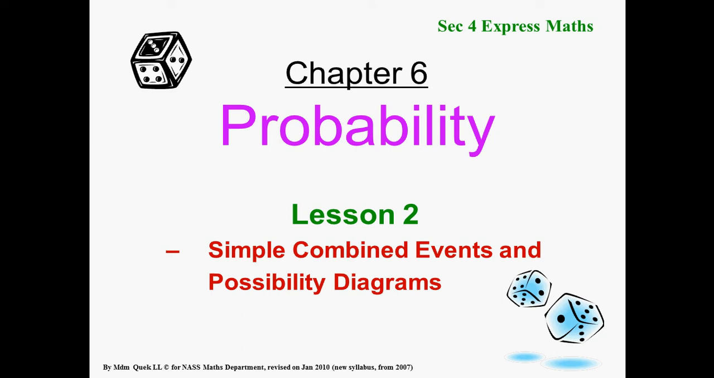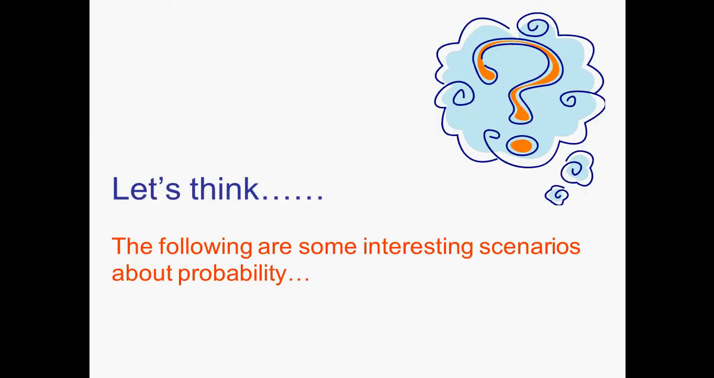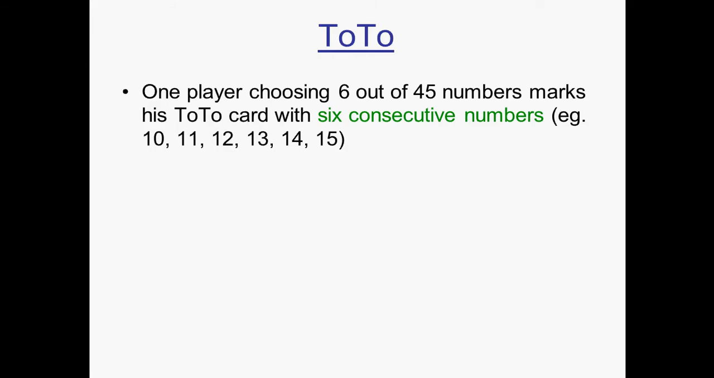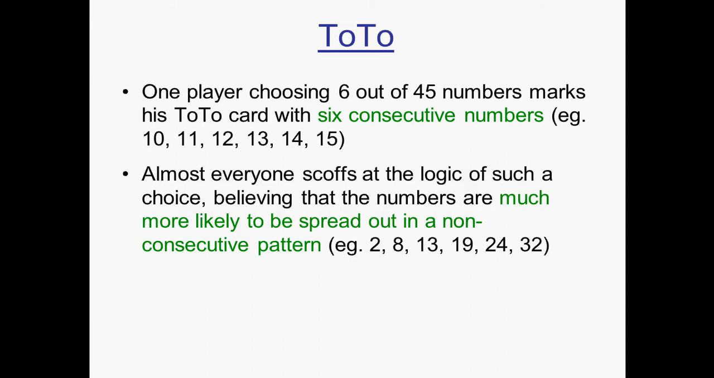Okay, this is the second lesson of probability. Let's look at some interesting scenarios about probability. One player chooses 6 out of 45 numbers. If he wants to buy Toto with 6 consecutive numbers like 10, 11, 12, 13, 14, 15, almost everyone scoffs at the logic of such a choice, because they believe that the numbers are much more likely to be spread out in a non-consecutive pattern, like 2 to 32.